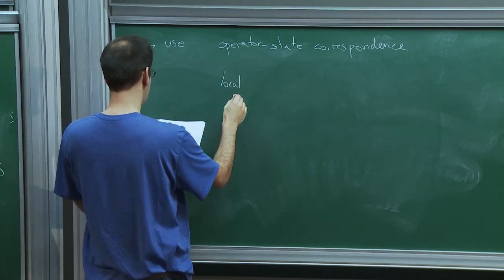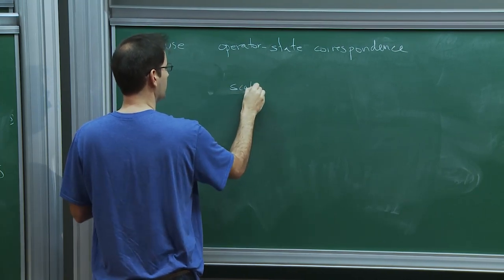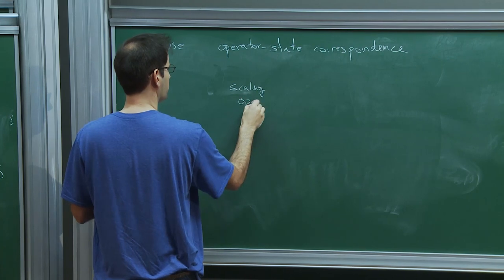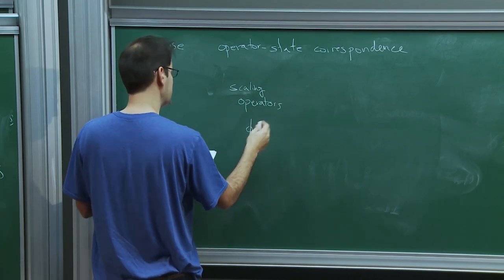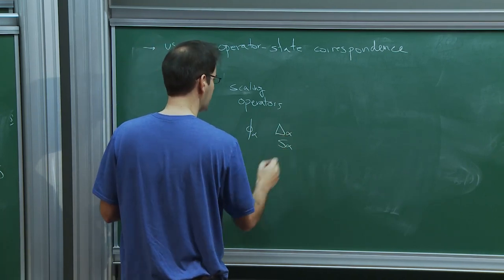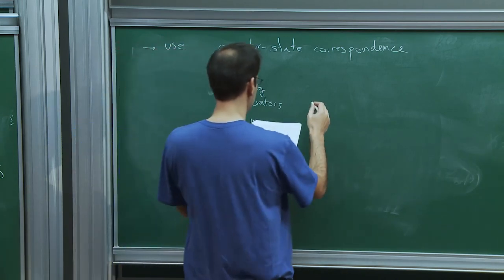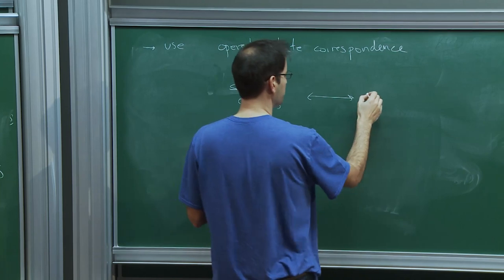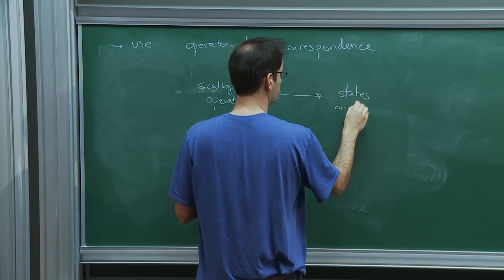This is just a statement that the scaling operators in a CFT, scaling operators of this phi alpha, it doesn't matter whether they are primary, quasi-primary, or descendants. These scaling operators with scaling dimensions and conformal spins are in one-to-one correspondence to states on the circle.